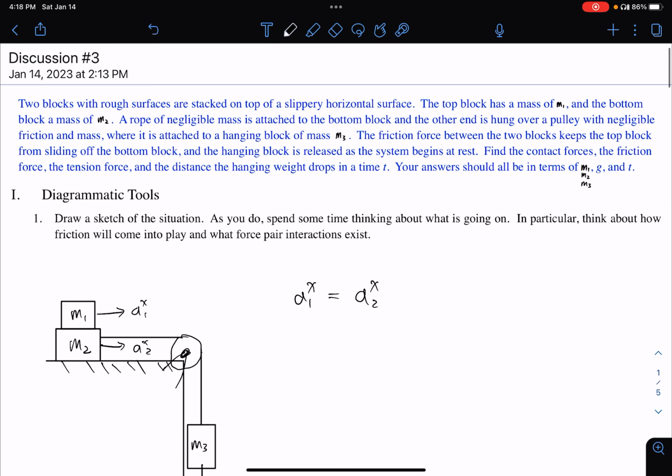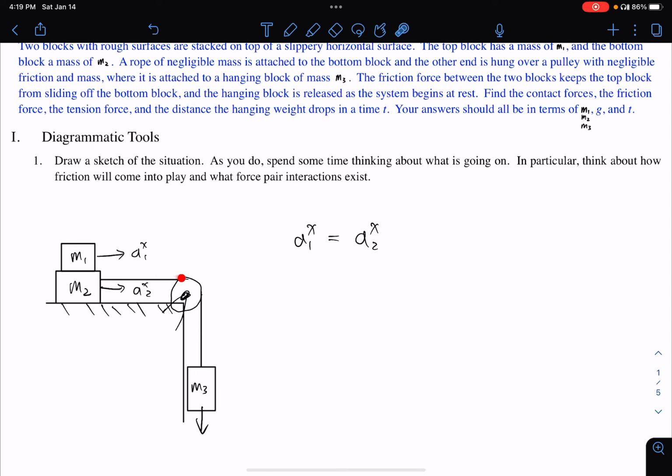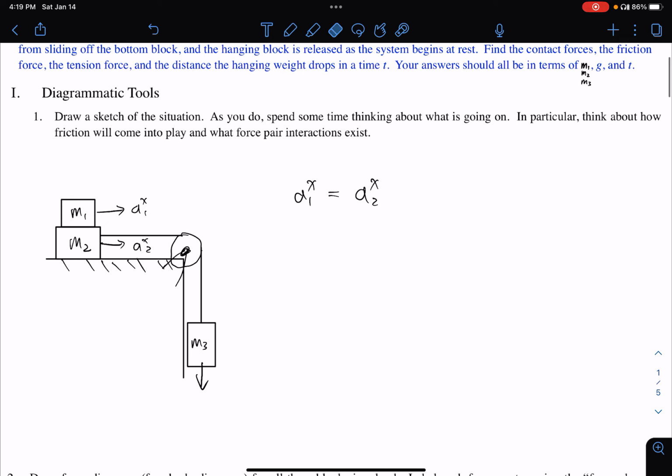of block 2. Now, because the rope has negligible mass, it means that the block will always tighten the rope such that the rope is always forming a straight line. So we know that the blocks over here will move the same distance as the distance that block 3 dropped downward. So we know the acceleration of m3 must also be related to the acceleration of these two blocks.